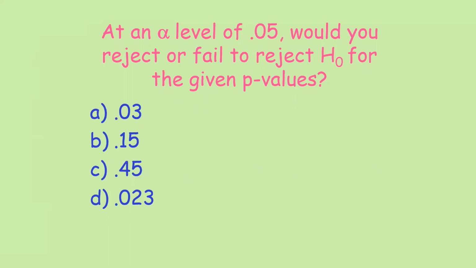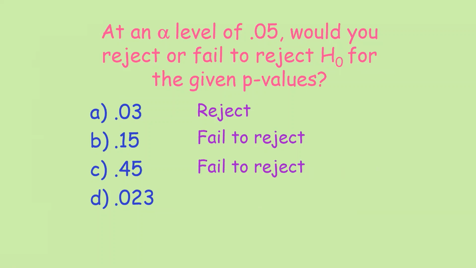So at an alpha level of 0.05, would we reject or fail to reject for the given p-values? If our p-value is 0.03, again, remember if p is low, reject H0, so we would reject here. 0.03 is less than 0.05. 0.15 is greater than 0.05, so we fail to reject. 0.45 is greater than 0.05, so we fail to reject. And 0.023 is less than 0.05, so if p is low, reject H0.